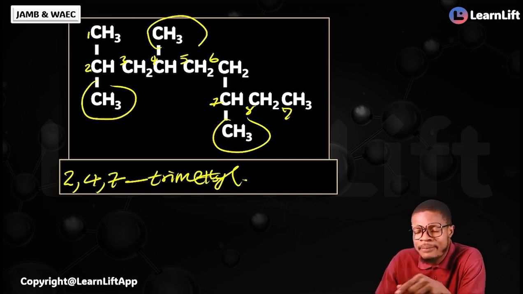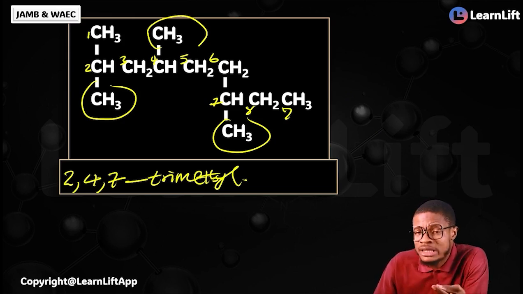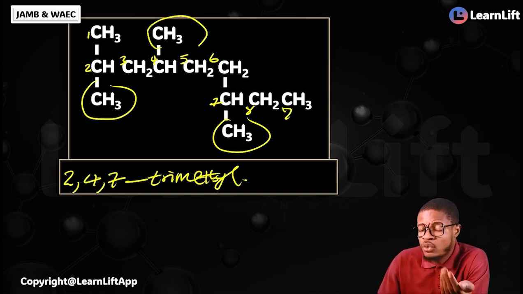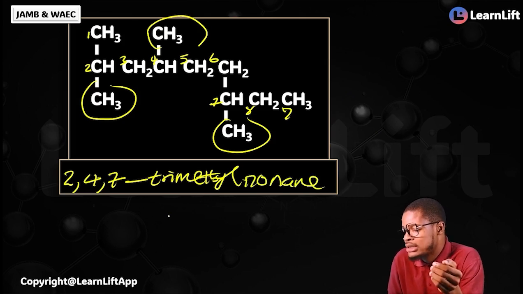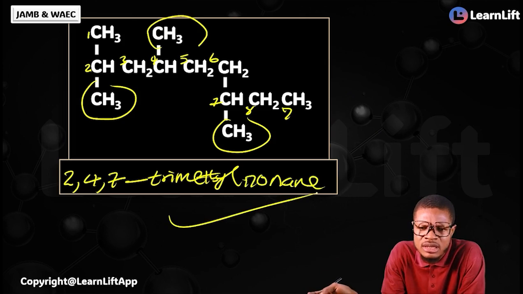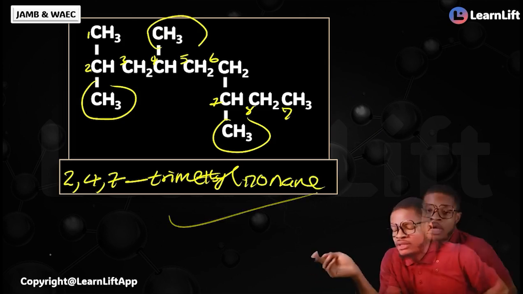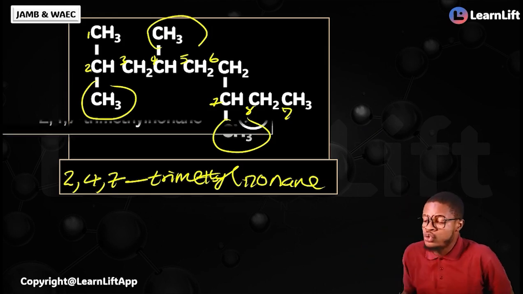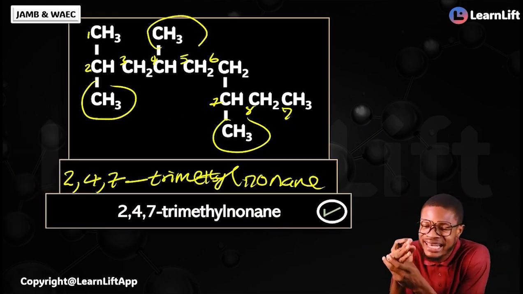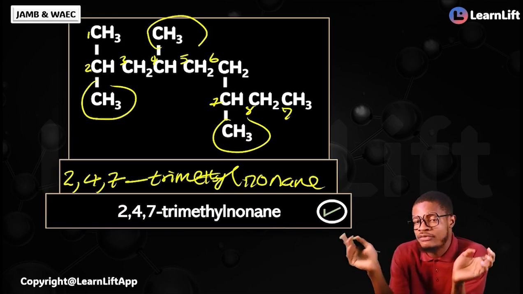What's the parent name? That's 9 carbon. That's nonane. Nonane becomes the answer. That's the correct answer. And you are out of there, no stress. Do you understand this very fast? If you are sure you really do understand it, what is the name? We said the name is your 2, 4, 7 trimethylnonane. That's all, you are out of there.